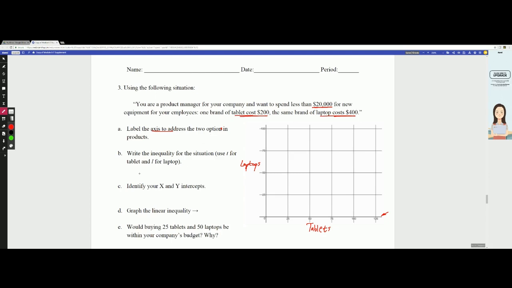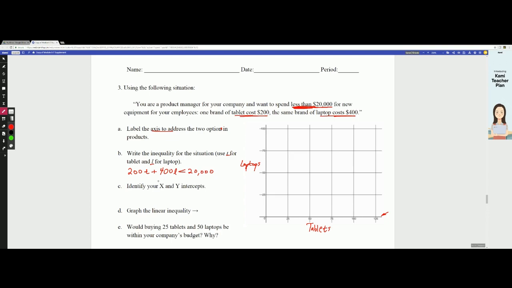Now, if we're writing an inequality, let's go ahead and use T for tablets and L for laptops. We have tablets that cost 200 a piece, plus laptops, which are 400 a piece. I'm using L. And we want to spend less than, is the keyword, not equal to, less than $20,000. Good to know.